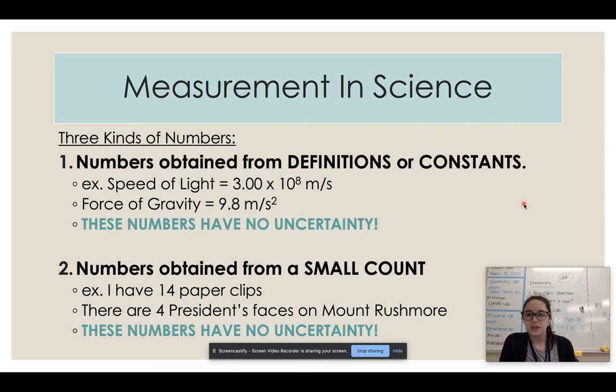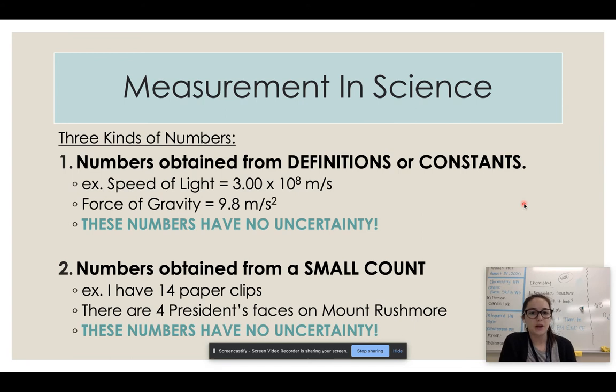And these numbers, they don't have any uncertainty in them. We can 100% say these have been tested. We know these for a fact. This is the number. So for speed of light, it is always, always, always 3 times 10 to the 8th meters per second. And for force of gravity, it's always 9.8 meters per second squared. We know that for a fact. So there's no uncertainty in those numbers.